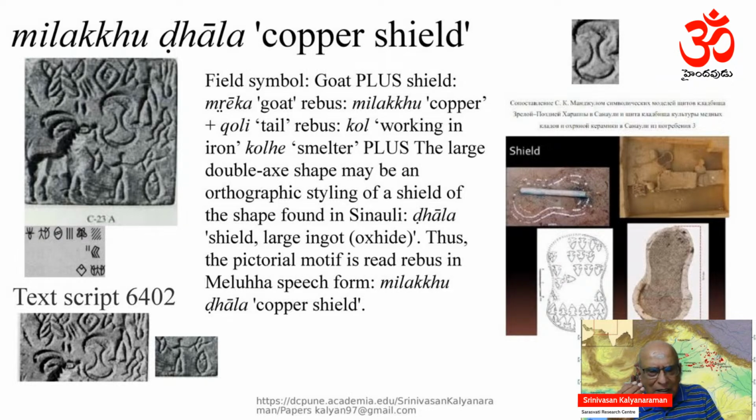Field symbol is a meṛhā goat, milakku copper, plus tila, holy tila, coal working in iron or coal lace smelter. The large double axe shape may be an orthographic styling of a shield, or the shape found in Sinauli, dhāl shield, large ingot, outside. Thus, the pictorial motif is read rebus in Meluhha speech from milakku dhāla, copper shield. I read it as copper shield. Milakku dhāla. Next, please.